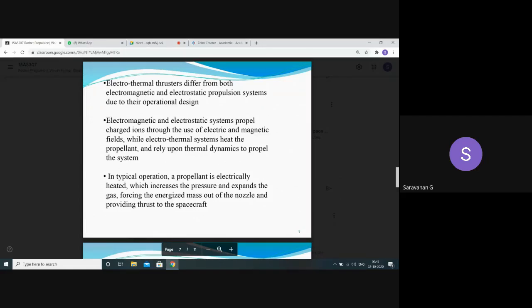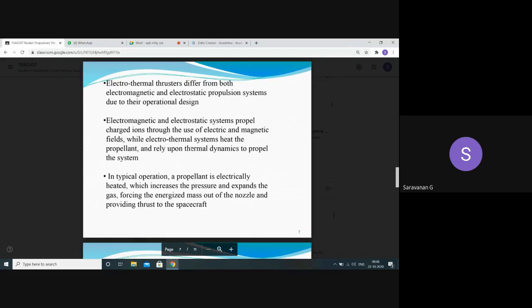You can see the comparison here. Electrothermal systems heat the propellant, whereas in the other systems, charged ion particles are propelled by the use of electric and magnetic fields to move the vehicle. That is the difference. So that is the thermodynamic propulsion systems.